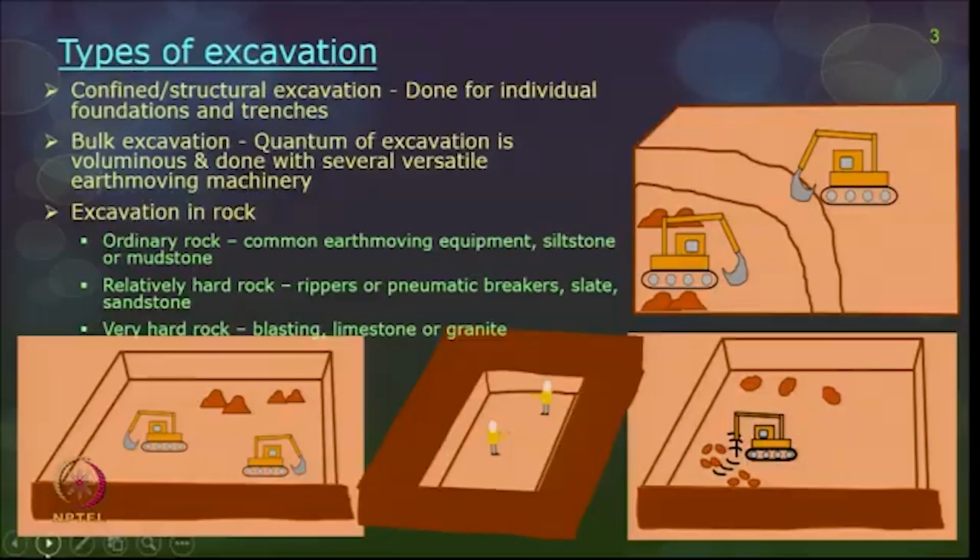Excavation in rock, for relatively hard rock you can use rippers or pneumatic breakers. For very hard rocks you can go for blasting operations.